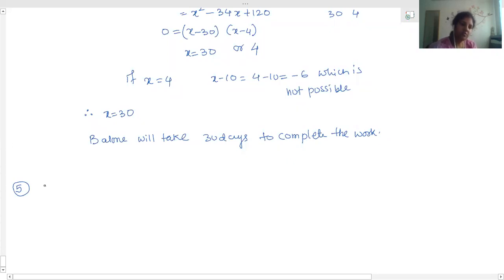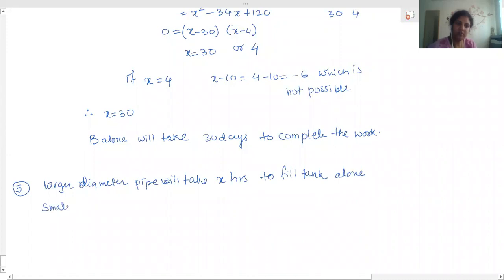So we'll consider the larger diameter pipe will take X hours to completely fill the tank. Then smaller will take how much time? X plus 10. X plus 10 hours because it is taking 10 hours more.